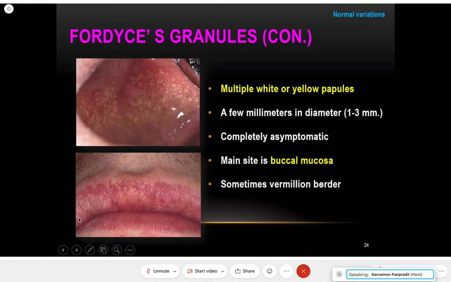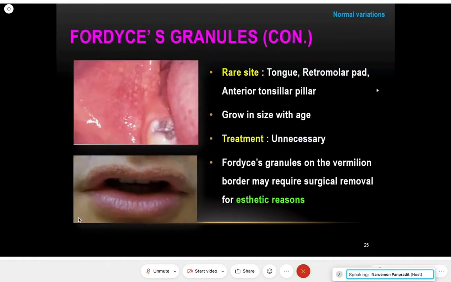And sure, it is asymptomatic. Most common areas are the buccal mucosa. And the next one is the vermilion border or vermilion area. This is a common area. However, the other areas like the right side of the tongue, retromolar pad, anterior tonsillar pillar, also rarely or sometimes can have Fordyce granules located in these areas as well.